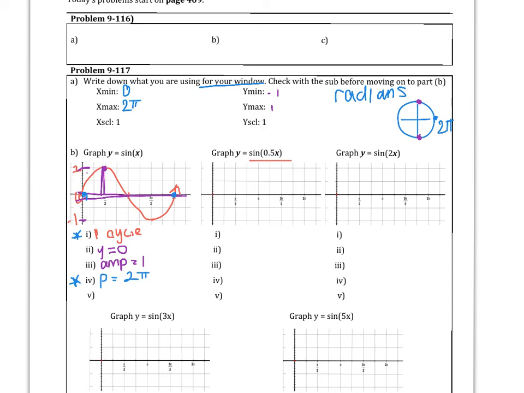Part 5, does this equation represent a function? Yes, it does. So you can think of that in terms of the vertical line test or just the number of outputs for each input.